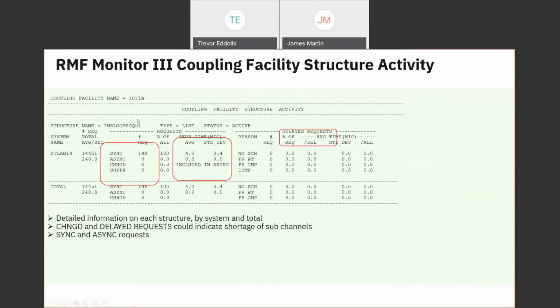And we can also see information about coupling facility structure activity here. You can see there's detailed information on each particular structure, so it breaks it down by each particular CF structure and shows you the activity. You can see I'm not showing any delays here, percentage of requests or average times or anything like that. So this particular report would not be telling me much of anything, but if that information was there, I would be able to see it. Changed requests, delayed requests, sync and async requests, all those types of things I can see in these types of reports from RMF.